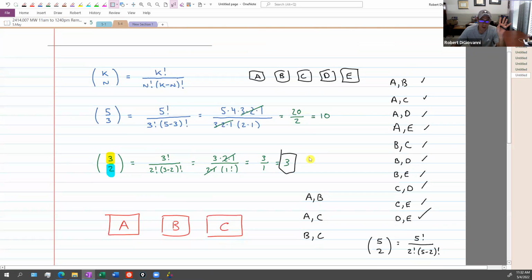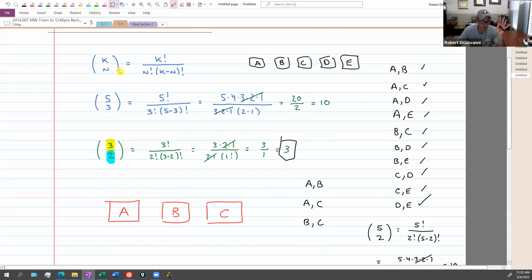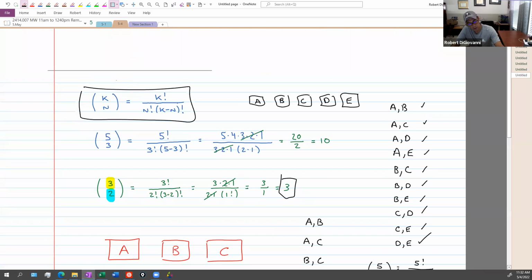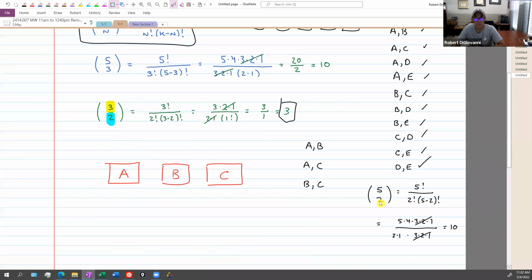So anyway, this notation right here means this, okay? This would be called K choose N. So you have 5 objects, choose 3. 3 choose 2. 5 choose 2. That's the way you'd read this. This is used in probability and statistics. That's where you see this. All right.